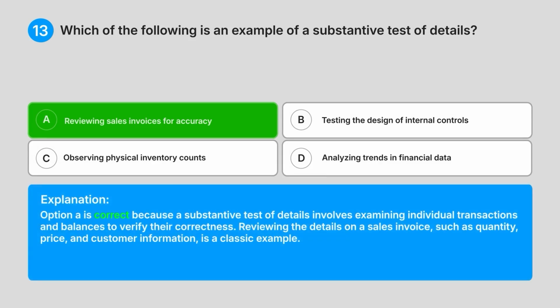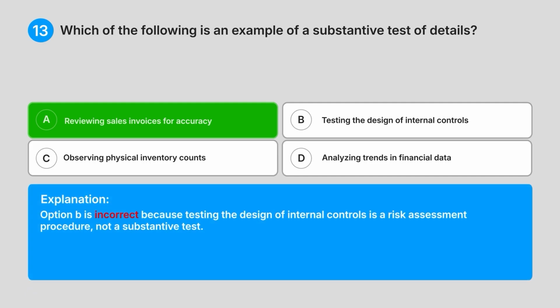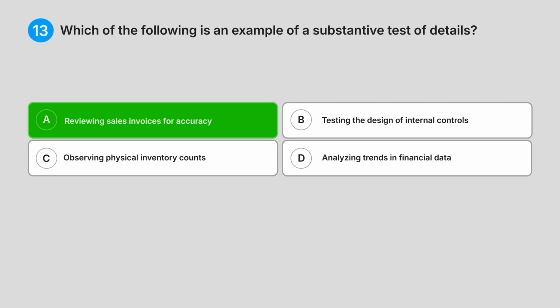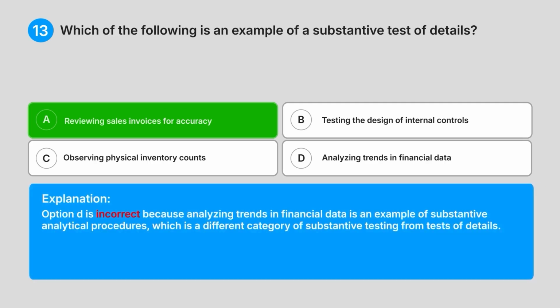Explanation. Option A is correct because a substantive test of details involves examining individual transactions and balances to verify their correctness. Reviewing the details on a sales invoice, such as quantity, price, and customer information, is a classic example. Option B is incorrect because testing the design of internal controls is a risk assessment procedure, not a substantive test. Option C is incorrect because observing a physical inventory count is a test of details, but it primarily tests the existence of inventory. The question asks for a general example, and reviewing invoices is a clearer example of testing details for accuracy. Option D is incorrect because analysing trends in financial data is an example of substantive analytical procedures, which is a different category of substantive testing from tests of details.